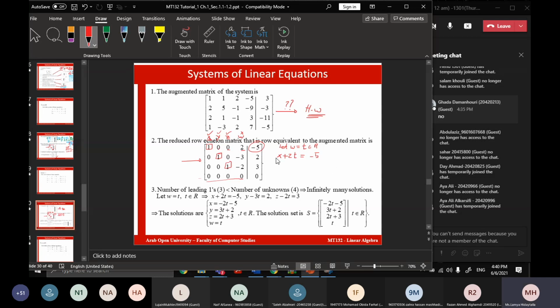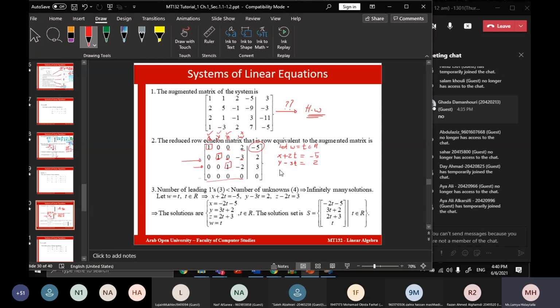Okay, and then now we move to the second. What do we have from the second? 0 plus y, plus 0 minus 3w. Instead of w I write t, minus 3t is equal to what? Equal to 2. Okay, now we move to the third.